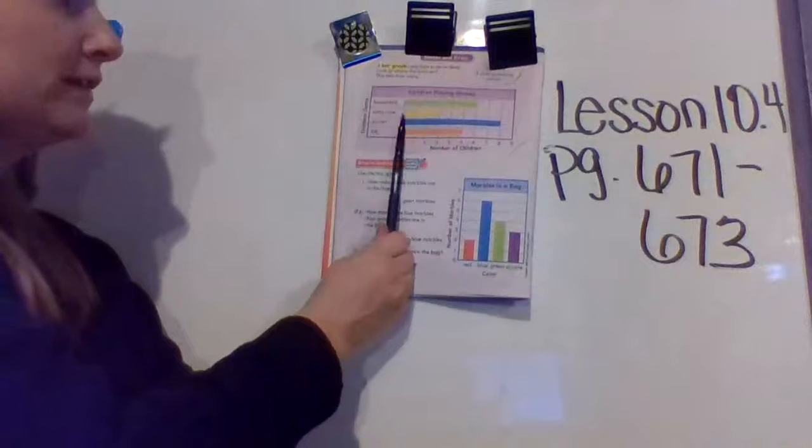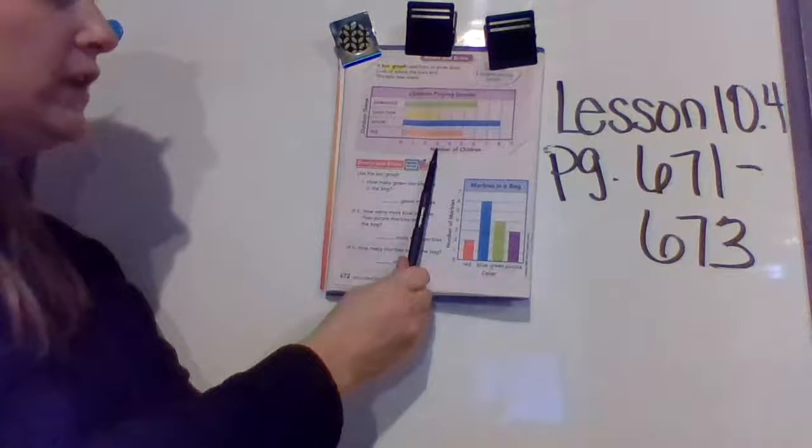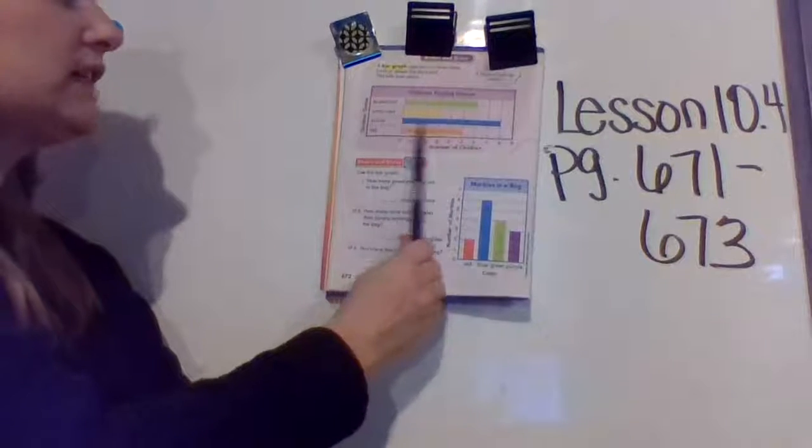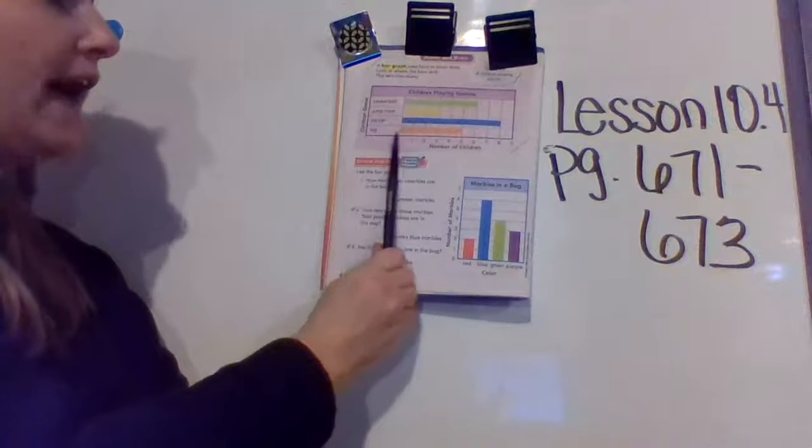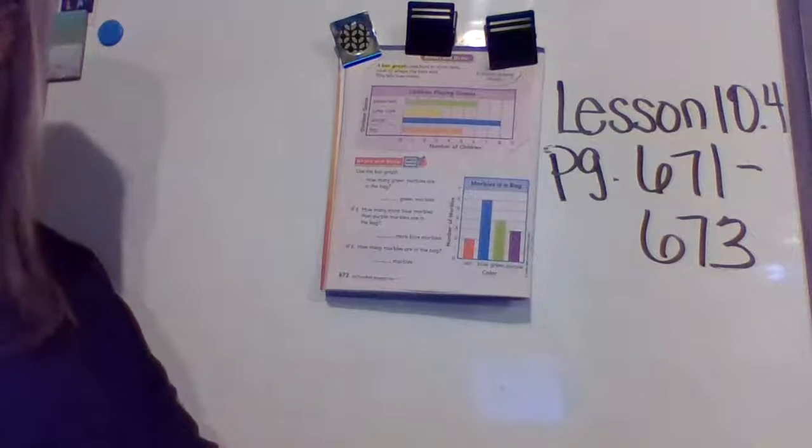Jump rope. Slide your finger over, you can see 3 children like jump rope. Soccer. Slide your finger over, you can see 8 like soccer. And for tag, you can see 5 like tag.